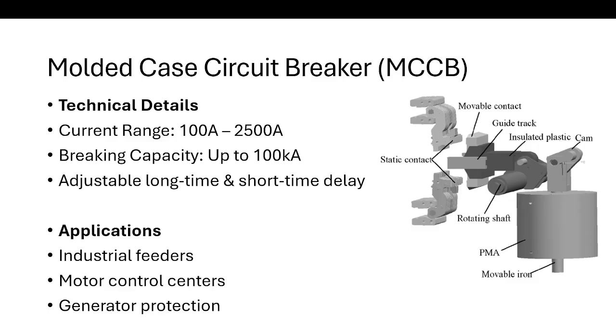So this is the basic structure of MCCB. You can see the movable contact, guide track, insulated plastic, cam, a rotating shaft, PMA, and movable iron. Two mechanisms are involved: one is the thermal magnetic trip and the other is the electronic trip circuit. The thermal part is a bimetal for overload protection, and the magnetic part is a coil for short circuit protection. Used in all industrial and high power systems.